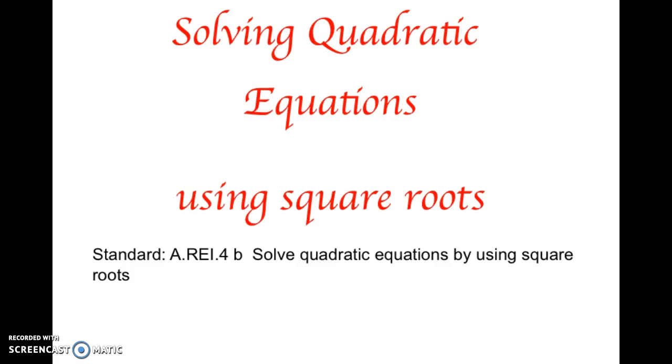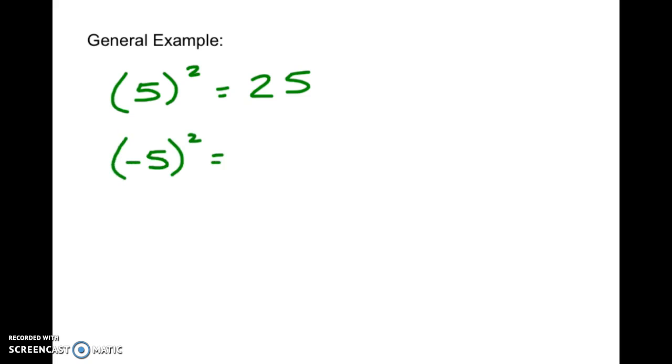Hi, today we're taking a look at solving quadratic equations using square roots. Now, if we take a generic number, let's say we just pick 5, and we square it, we know we should get 25. If we take the negative of that number, say negative 5, and we square it, once again we get a positive 25.